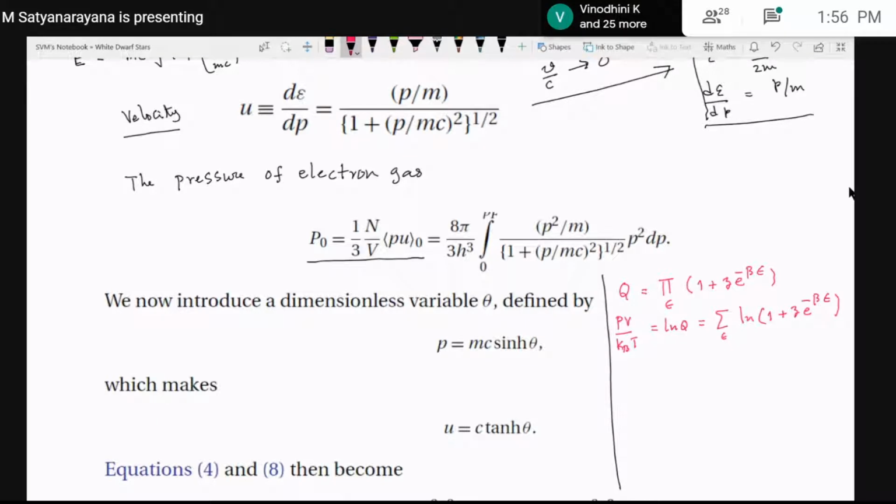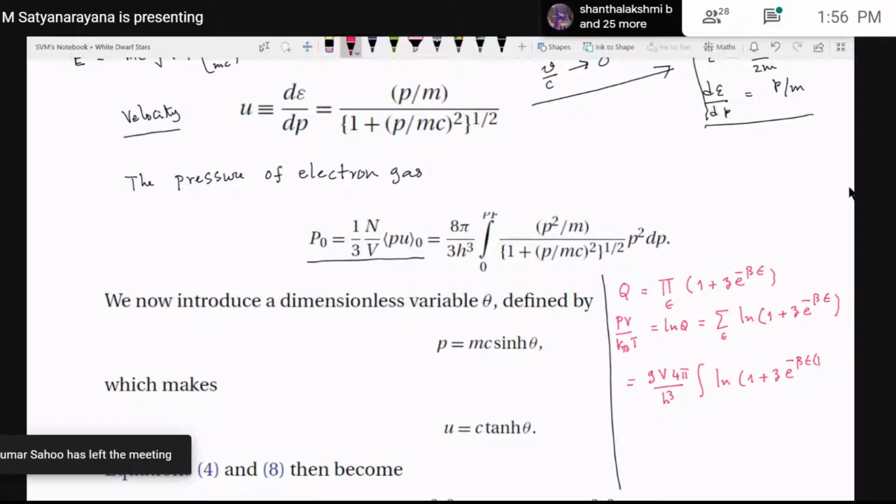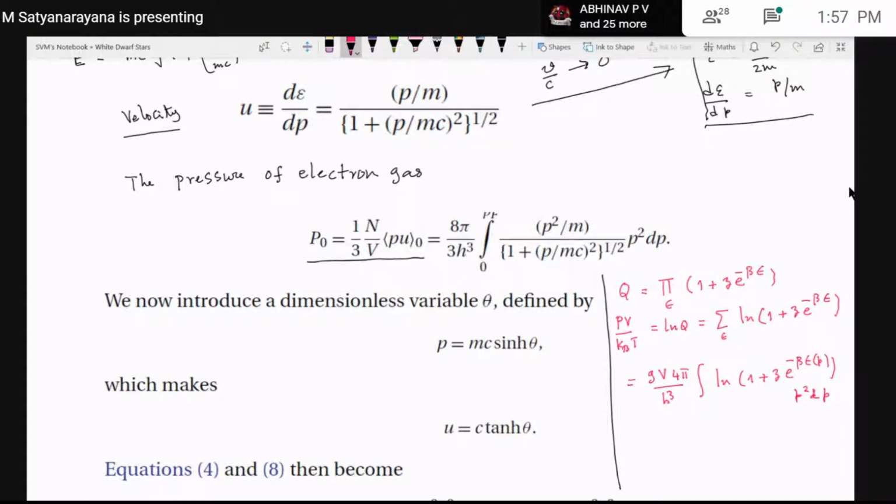So I want to write this integration over p. If I do that, it will be equal to g V 4 pi by h cube into the integral of logarithm of 1 plus z e to the minus beta epsilon, where epsilon is a function of p, into p square dp. So g V 4 pi p square dp by h cube is our density of states. This will go from 0 to infinity in general.